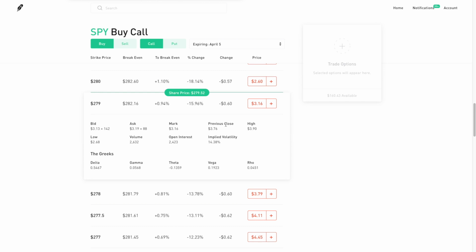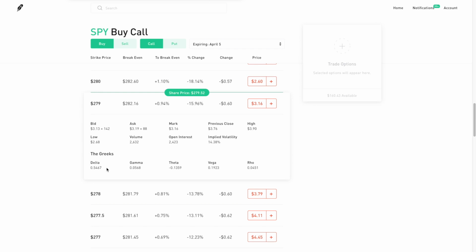The previous close, this is what the option closed at previously. This is the highest point it's achieved. The lowest point it's achieved. Volume and open interest, which we'll talk about momentarily. Implied volatility, we've already spoken about the importance of implied volatility. Again, we're just briefly going over everything, but we'll explain all this in heavy detail later on.